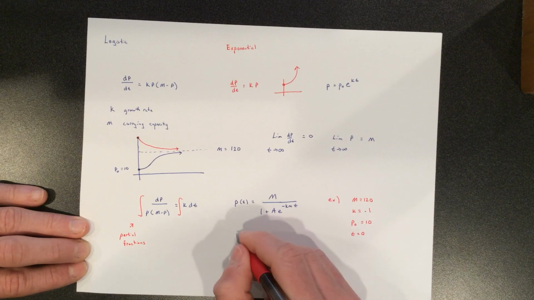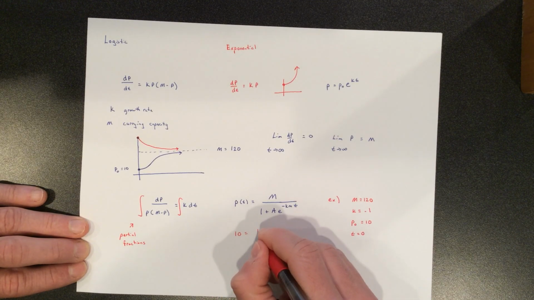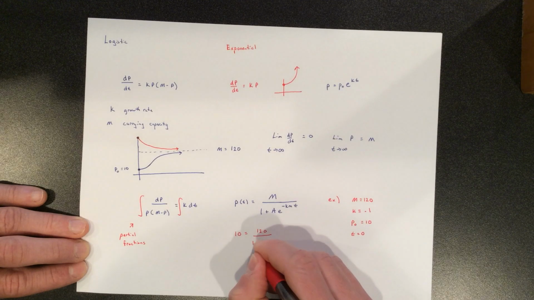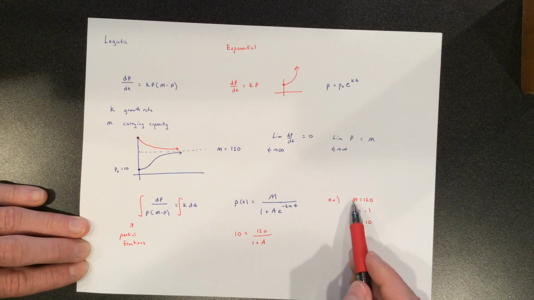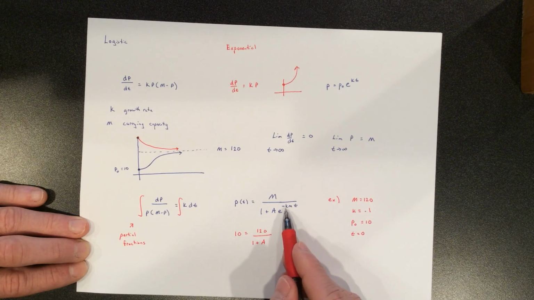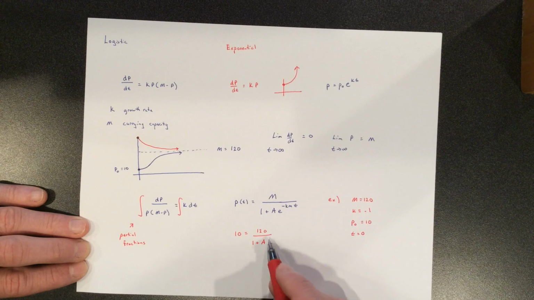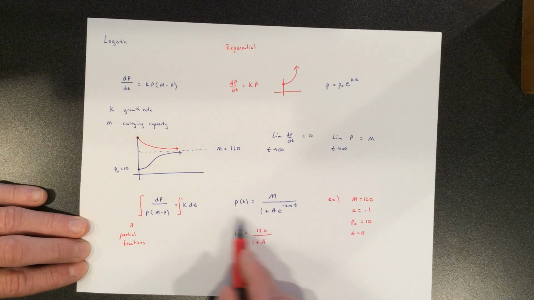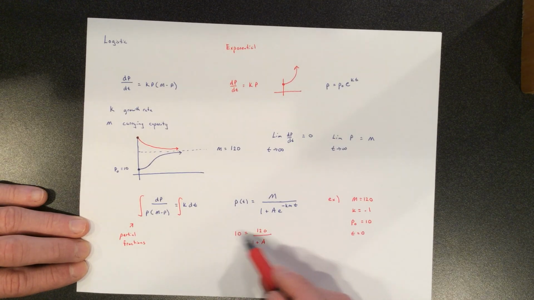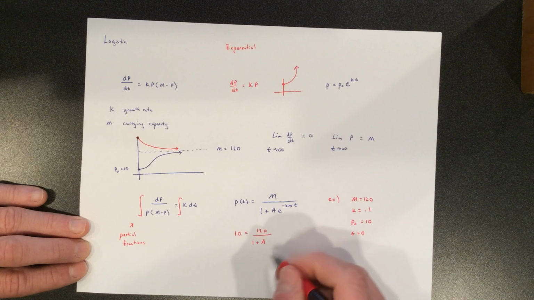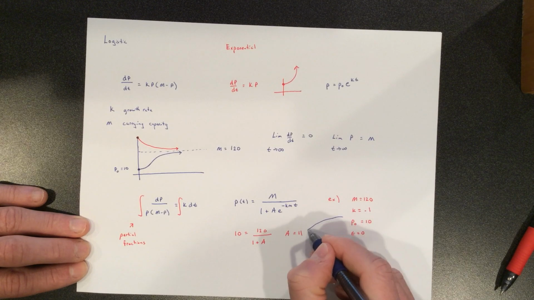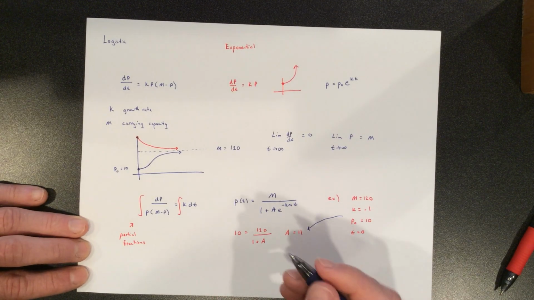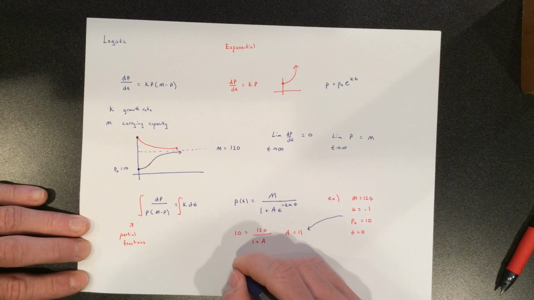So I know that the population is 10, the carrying capacity is 120, 1 plus A, and then the nice part is it doesn't even matter what K and M are, because this is e to the kMt, but t is 0, so this is just e to the 0, which is 1, so I get this. Okay, so what must A be for this statement to be true? 120 divided by what equals 10? 120 divided by 12 is 10. A must be 11. Okay, so these values here allowed me to find A, and now I can find the particular equation that describes this scenario.